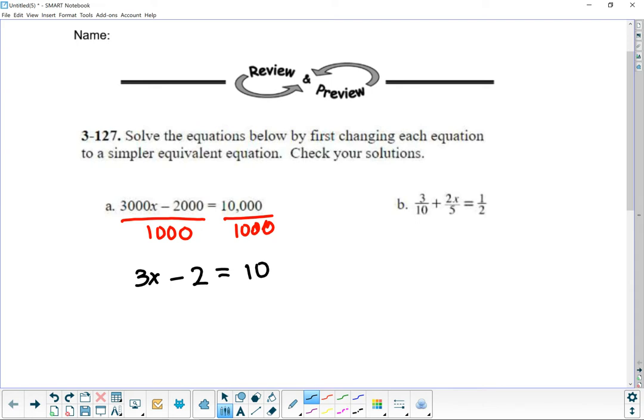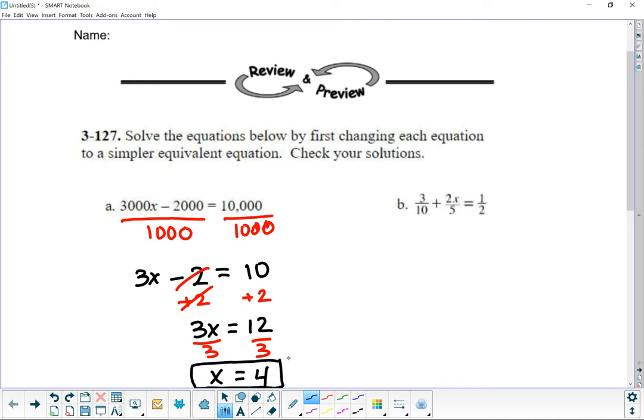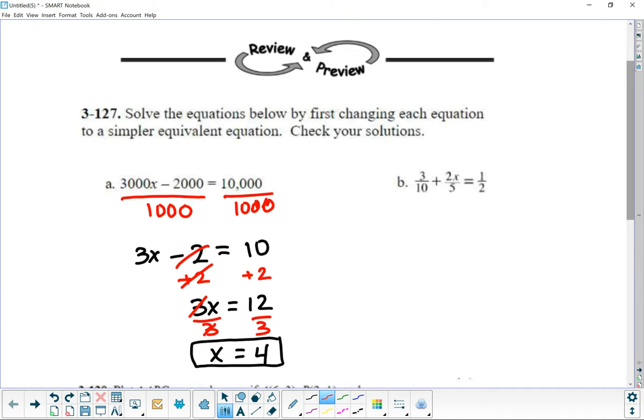So this is a much simpler equation, and the rest of this, just gotta do inverse operation of adding 2 to both sides. And we will have 3x equals 12, because that's what 10 plus 2 is. And then we're going to divide it by 3, and we get x equals 12 divided by 3 is 4. Okay, because these cancel, and that's what you're left with.